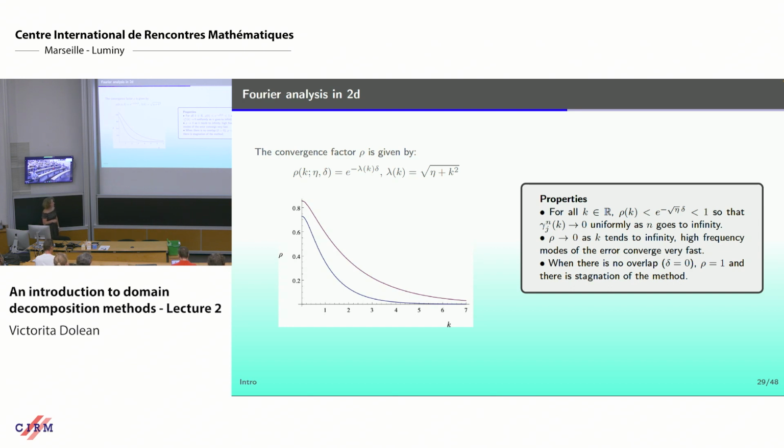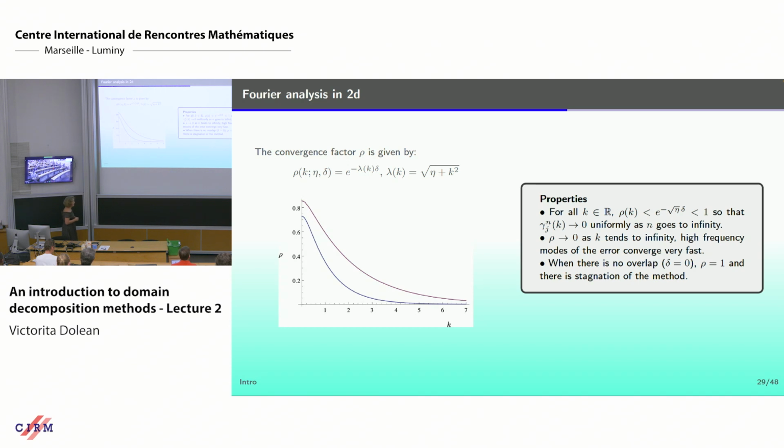As I said, this is always bounded by 1. As soon as delta is strictly bigger than 0, this will tend to 0 as k goes to infinity because of this exponential here. So we can infer that for high frequency modes the error will converge very, very fast. Suppose that in your error vector initially you have only high frequency modes, very highly oscillating modes, so sine of, I don't know, 1000x or something like that. This will make the algorithm converge very, very fast.